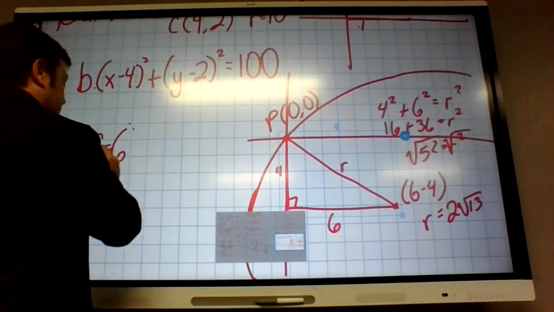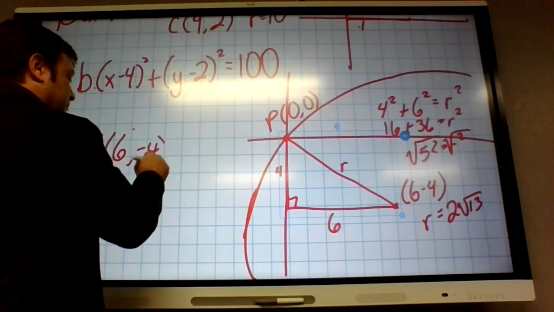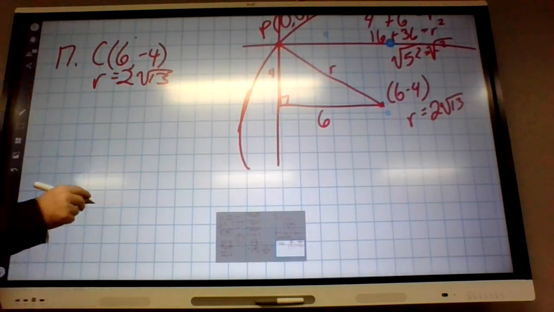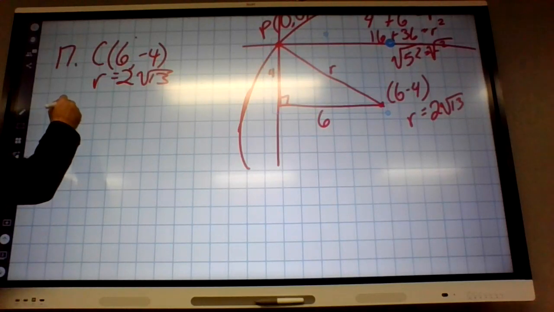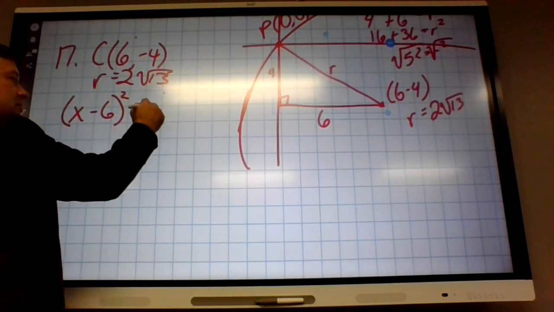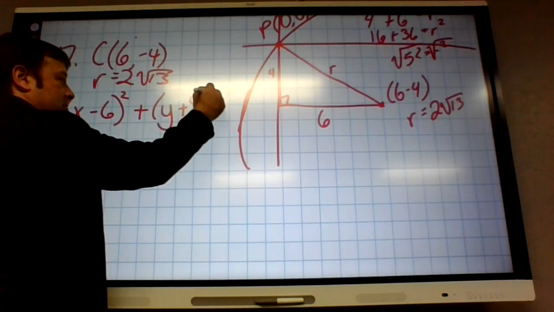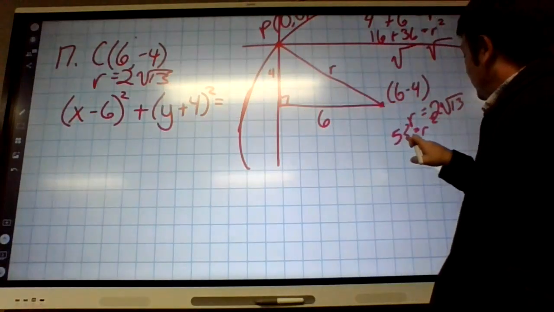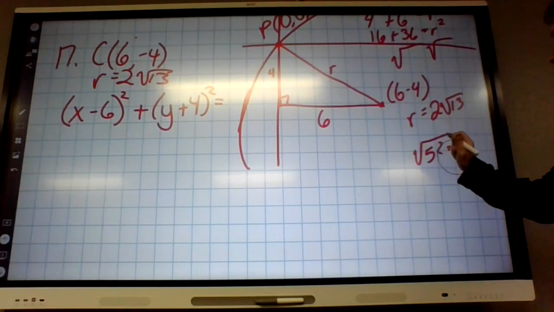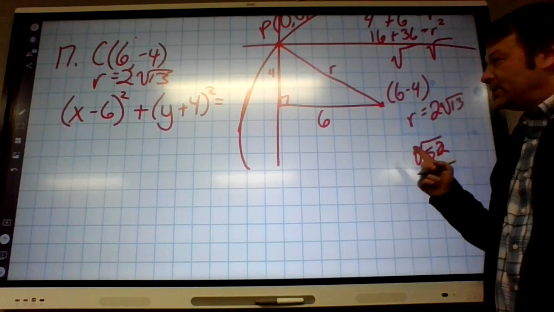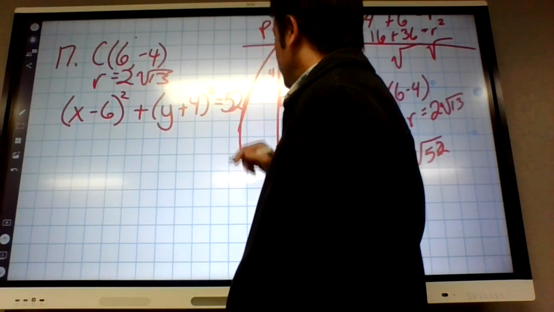So the center they just told us was at 6, negative 4, and the radius is 2 square root of 13. So what we're supposed to do is write an equation just like the other problem. What's the equation going to look like? x minus 6 squared plus y plus 4 squared equals... Well, remember, this was the square root of 52, so what's that squared going to be? 52. We didn't really need a square root. The square root is the radius, but really we need the radius squared. So we need the 52 right there.